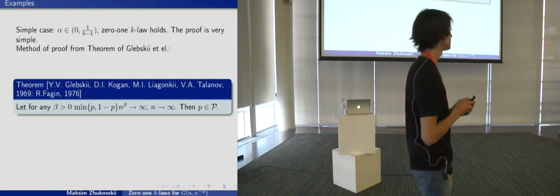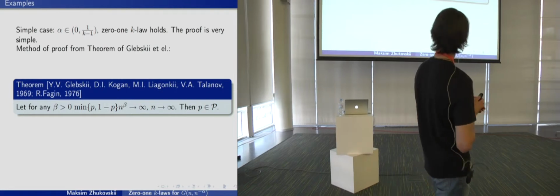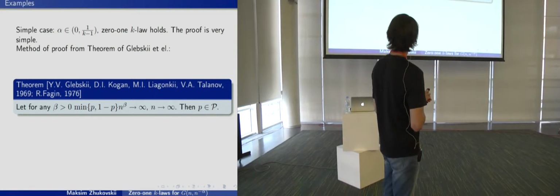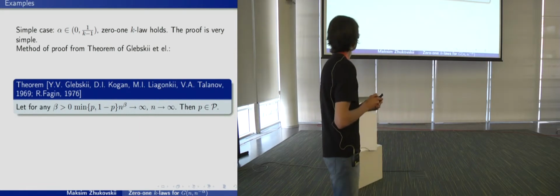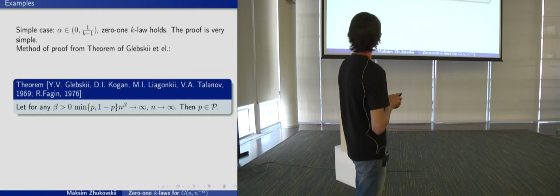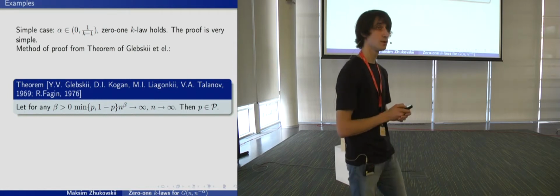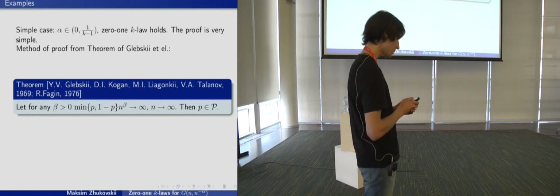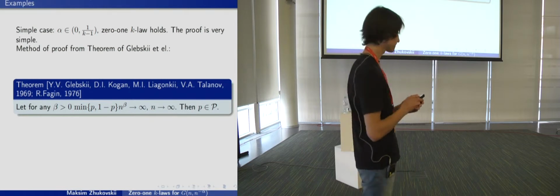So let me start from simple examples. It can be easily proved that when alpha is positive and less than 1 over k minus 1, then the 0-1 k law holds. The proof of this fact is similar to the proof of the theorem of Glebsky and others, which was proved in 1969. So if p is such a function, for example, a constant or 1 over log n, then the 0-1 law holds. The proof is simple, and the proof of this fact is totally similar.